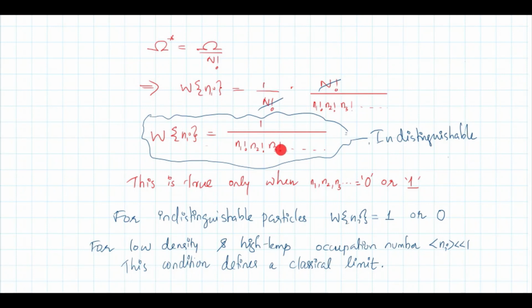But this is also wrong if n1, n2, n3, etc. are greater than 1. If any one of these numbers is greater than 1, then this will be wrong. Because for indistinguishable particles, for W, we should get either 1 or 0. If it is a possible distribution, you should get 1. If it is not a possible distribution, you should get 0. Only these two possibilities. But if n1, n2, n3 can take only 0 or 1, then you will definitely get a 1.